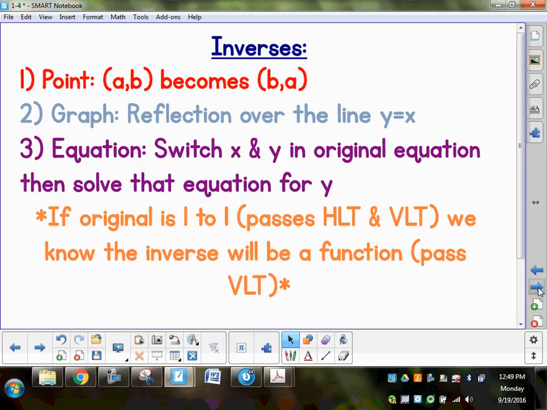Inverse functions, and we'll say this, without knowing what the graph of the original is, we know that the inverse will be a function, meaning it passes a vertical line test, if the original is 1 to 1. So a line will have an inverse that's a function because it's 1 to 1. Will a parabola have an inverse that's a function? Why or why not? Perfect.